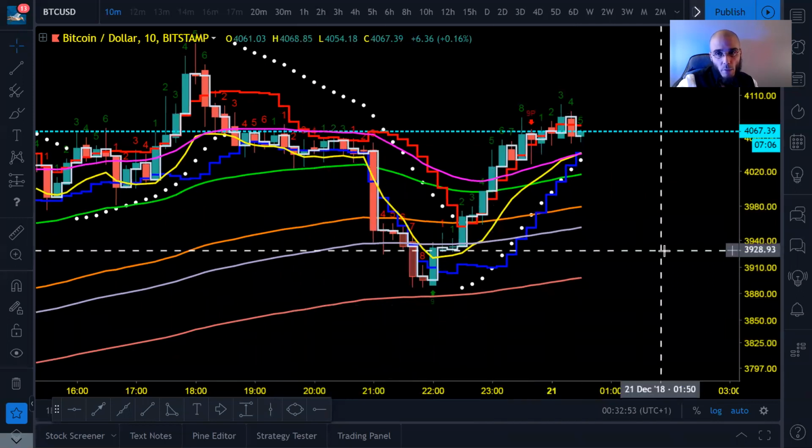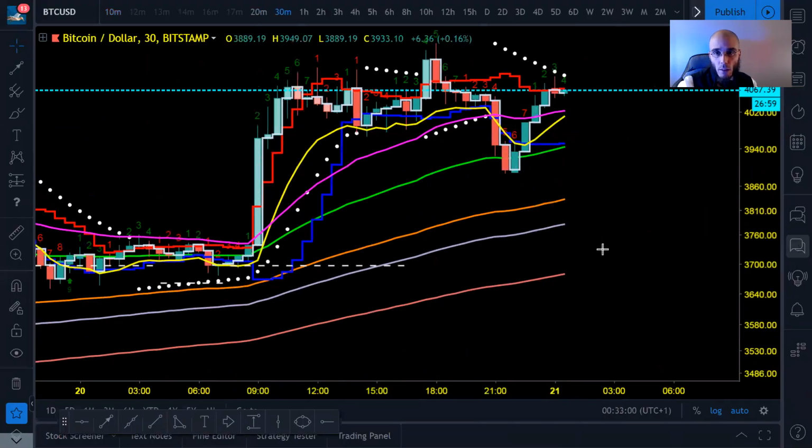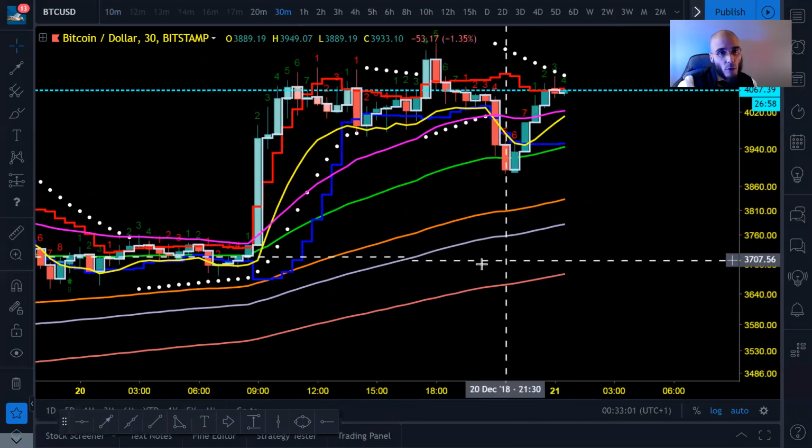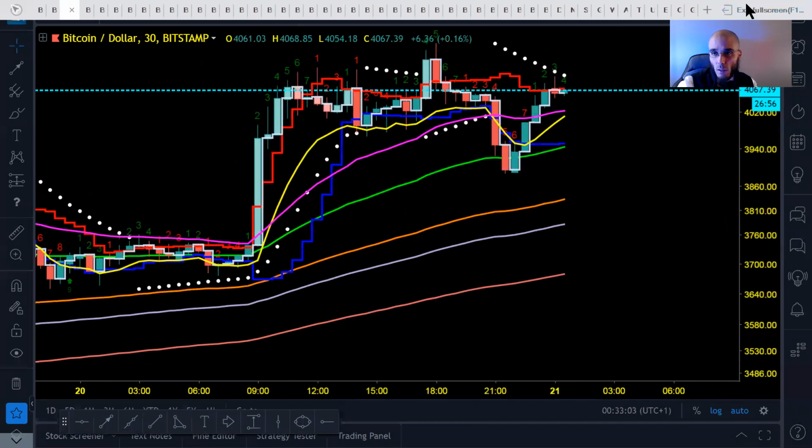This is BTC 10 minutes. I'm not going to talk about the 10-minute chart. This is BTC 20 minutes. Not going to talk about that either. Here we have the 30-minute chart. That's the third chart I'm going to take a look at.